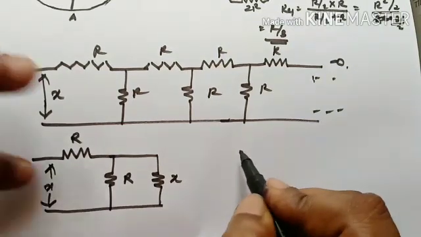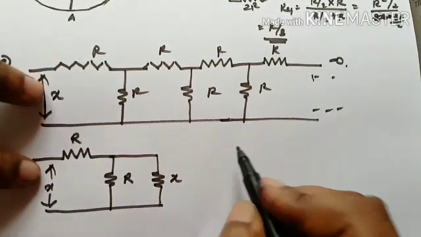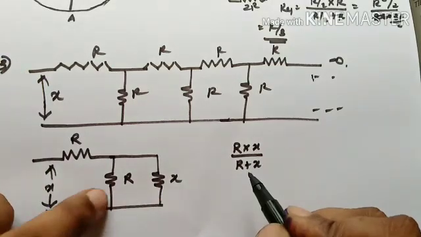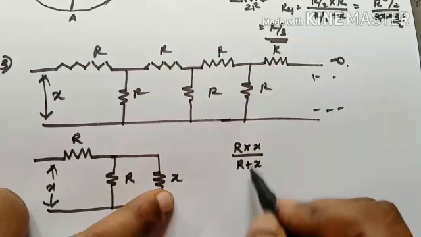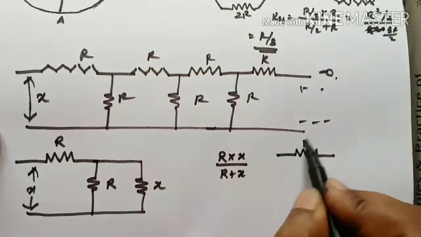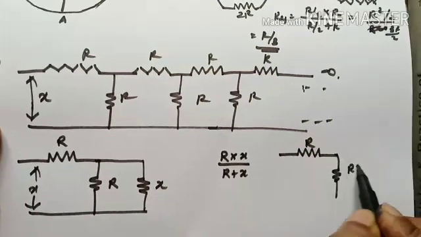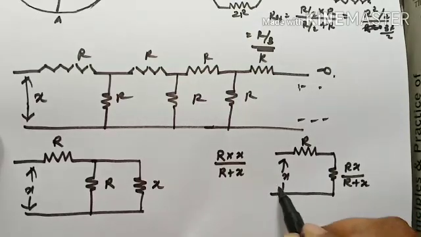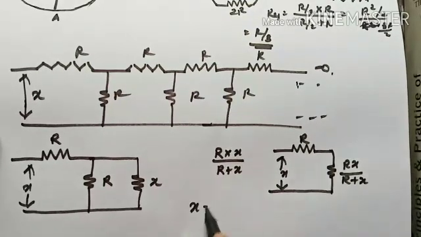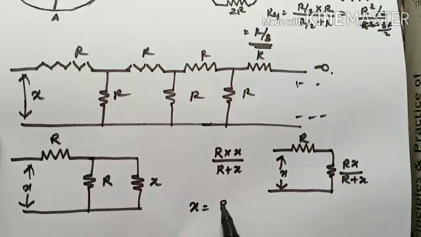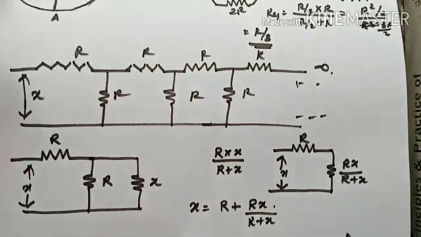From here I can write that this R and X are in parallel, so it is R into X divided by R plus X. Replace these 2 resistances with this value, that is RX by R plus X. So it will be R, this is RX divided by R plus X, right? That is the equivalent resistance X. So X is equal to, these 2 are in series, so just add. X is equal to R plus RX divided by R plus X, right?